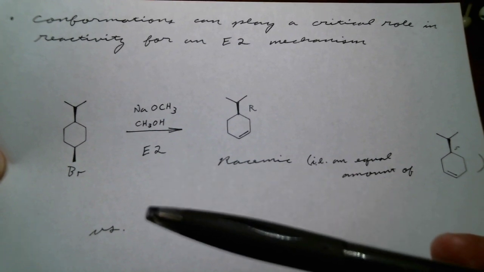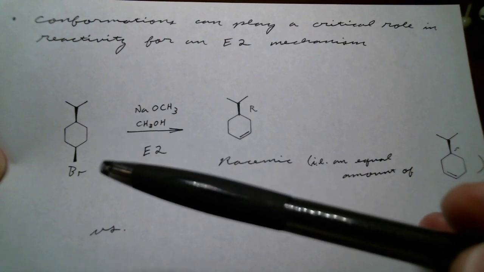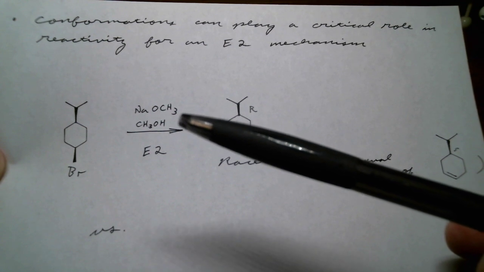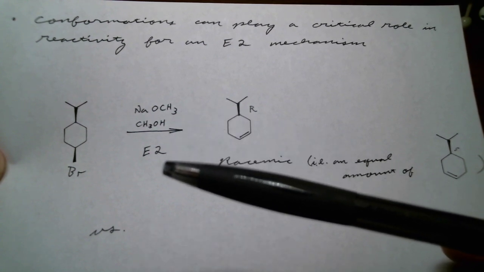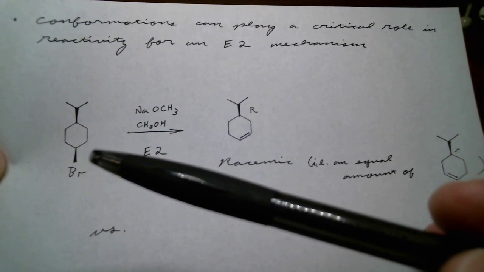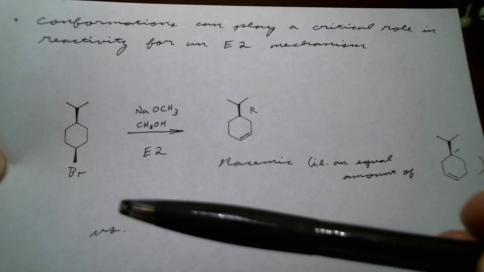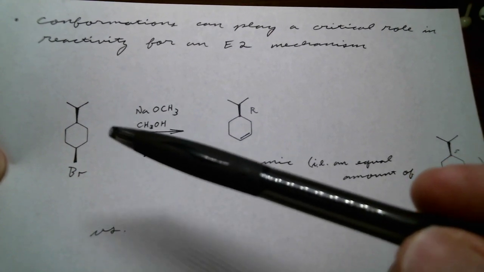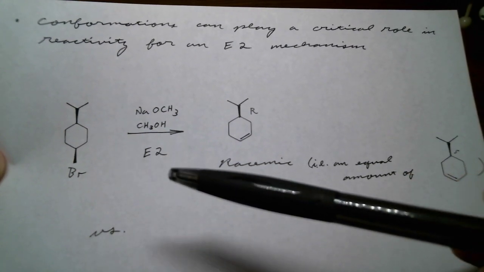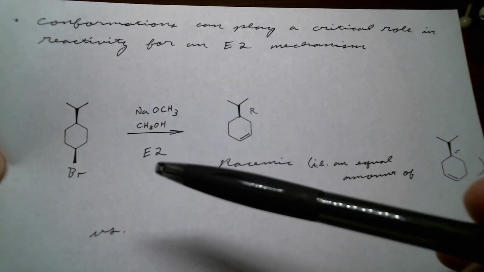conformational analysis. Let's look at this particular cyclohexane ring, which has a 1,4 substitution pattern with bromine and an isopropyl group. If we subjected that to sodium methoxide and methanol, we're going to do an E2 reaction. Our secondary carbon is a little too slow to wait around and do SN1, and it's a little too hindered, being not only secondary but on a cyclohexane ring, to do SN2. Our nucleophile is a good, relatively strong base, so we're going to do E2.